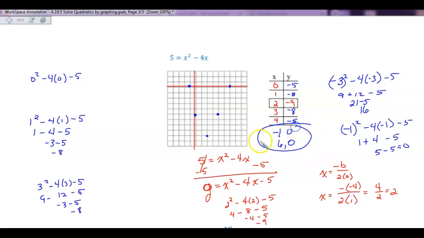So these two are my ordered pairs. So I would have this parabola that comes down and across here. And so these two here, that's my solutions. So the solutions would be (-1, 0) and (6, 0). So as you can see, sometimes they're not very pretty, and so you've got to keep looking. So sometimes you need more than 5.